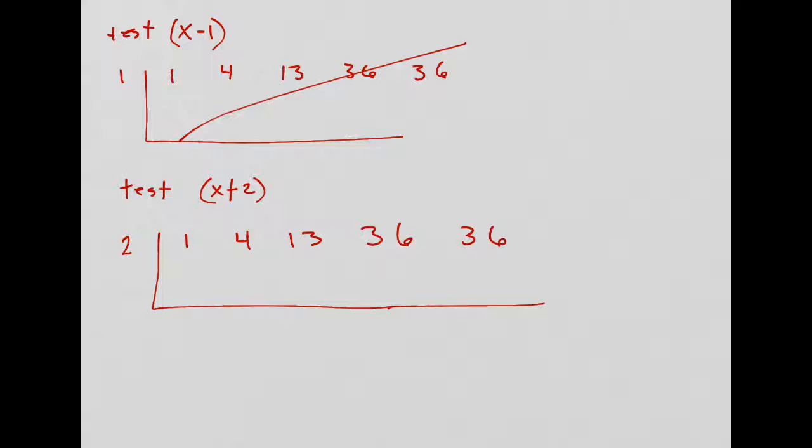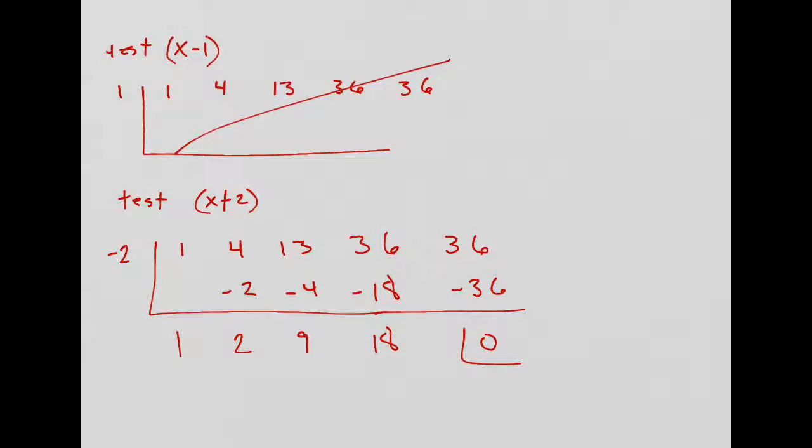So really, I want to test x plus 2. That way I can have that negative there. So 1, negative 2. Now we're talking. Negative 4, 13, 12, 11, 10, 9. Negative 18. What is that? Equals 18. Look at that. Look at that beautiful thing there. Sweet.